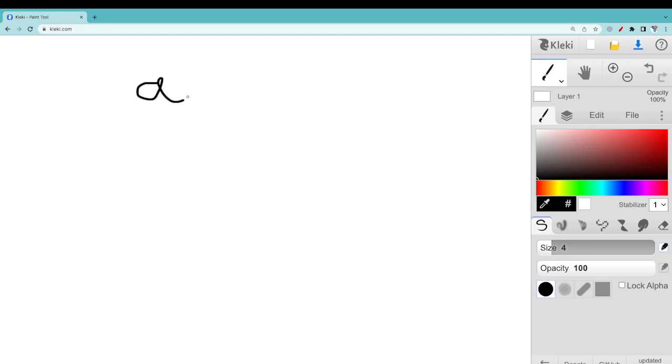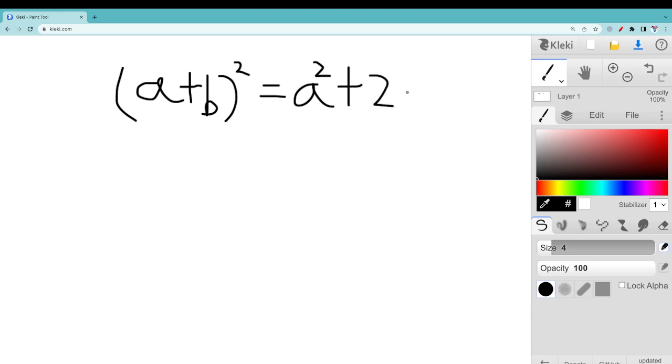So it's basically the equation a plus b whole squared. But what about the equation is so special? Well, do we all know how to expand the equation? If so, here it is: a squared plus 2ab plus b squared. That's the equation.